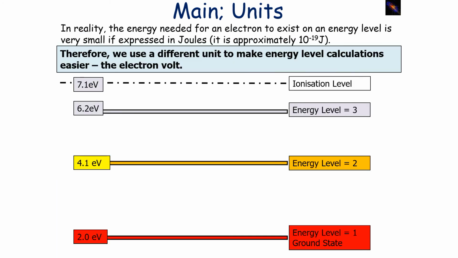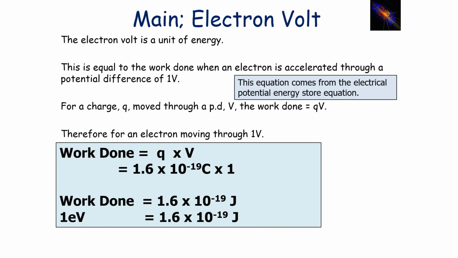Now, in reality, the energy needed for electrons to exist on an energy level in the atom is very small if we express this value in joules. So therefore, we use a different unit to make energy level calculations easier. We use the electron volt. The electron volt is a unit of energy and is equal to the work done when an electron is accelerated through a potential difference of 1 volt. It comes from the electrical potential energy store equation. So for a charge Q moving through potential difference V, the work done is equal to QV.